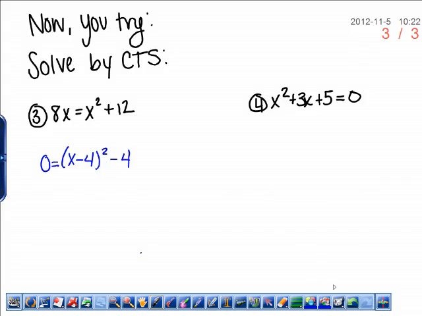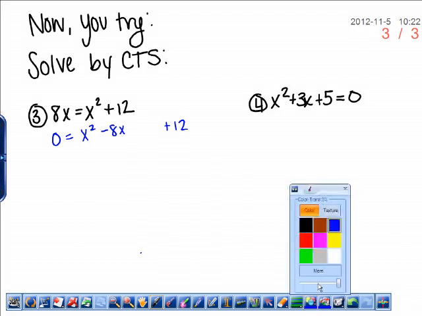No, you need me to do it? Okay. All right, let's give it a try. So I'm going to subtract 8x. So I'm going to get 0 equals x squared minus 8x. I'm going to move my 12 over. Okay. Everyone okay with that?